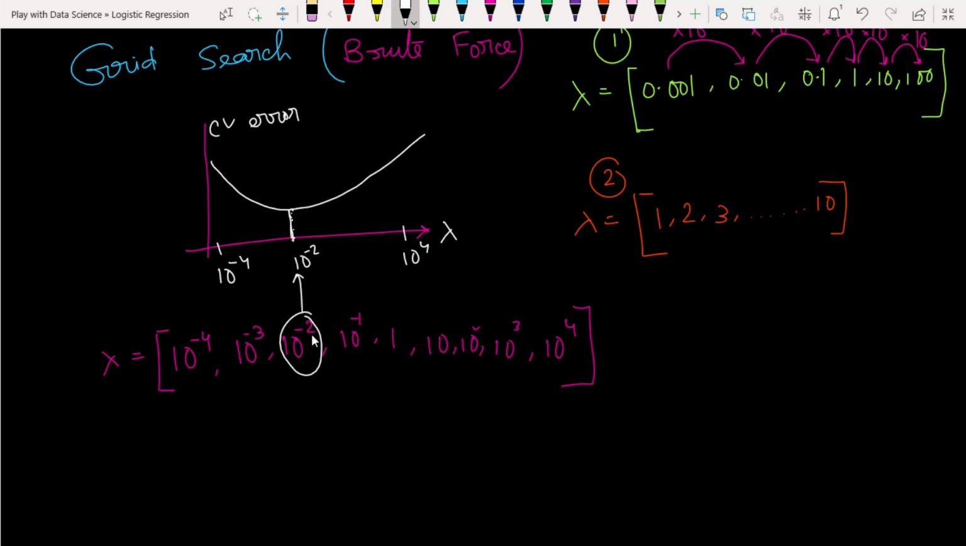Okay, actually this value is not exactly 10 to the power minus 2. It will be something multiplied by 10 to the power something. Suppose this value is 3.9 into 10 to the power minus 2. Actually this value is this, but for ease of understanding, we can easily understand that our minimization value lies somewhere near 10 to the power minus 2.